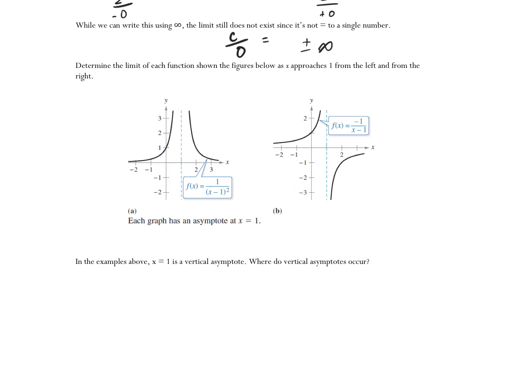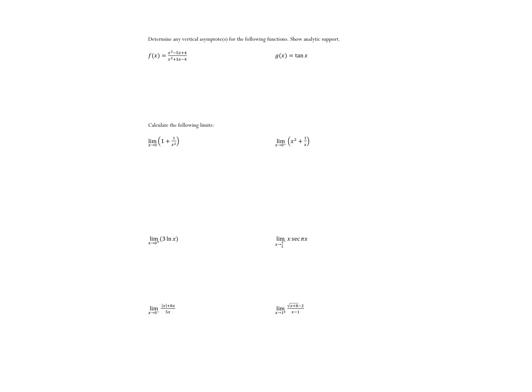vertical asymptotes are always going to happen whenever you have a non-zero number over 0. 0 over 0 is a hole. Anything else over 0 is an asymptote. If it's a vertical asymptote, that means your limit is going to be pointing towards infinity or negative infinity. Everybody okay? All right.